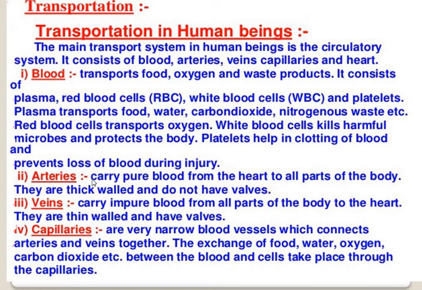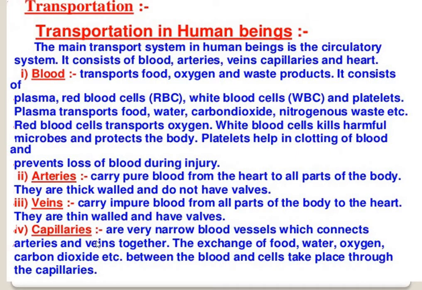Now the vessels, that is your arteries, veins and capillaries, we talk about that. Arteries are the vessels which carry blood from the heart to all parts of the body, and they are thick-walled without valves. Veins carry the impure blood from all parts of the body back to the heart, and they have valves, but they are thin-walled.